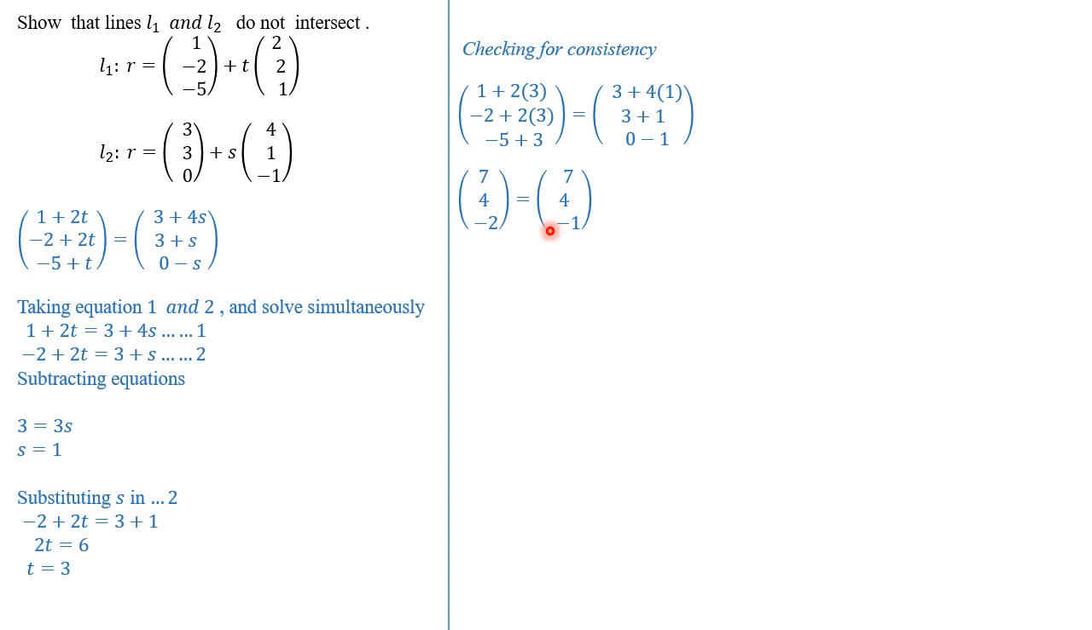Which means these two lines do not intersect, since the left hand side is not equal to the right hand side. So the equations are inconsistent, so they do not intersect.